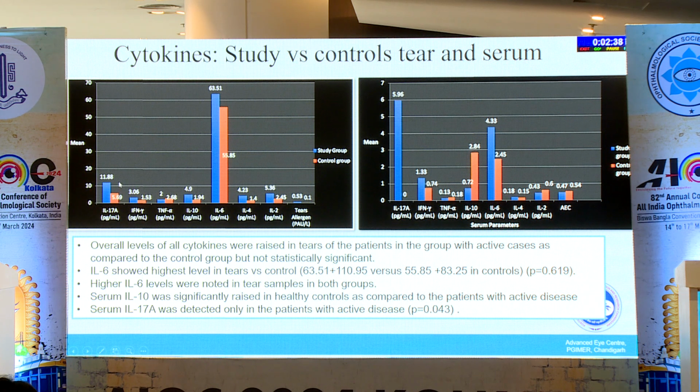Interestingly, I wanted to highlight the interleukin-10 levels, which were seen higher in the control group. This is a new finding that suggests the role of interleukin-10 as an anti-inflammatory agent, so it was present in higher amount in the control group. Also serum interleukin-17A was present higher in the study group. This interleukin-17A was quite high in tears as well as the serum. Serum was quite spiked up. So this was present in many of the study group patients.